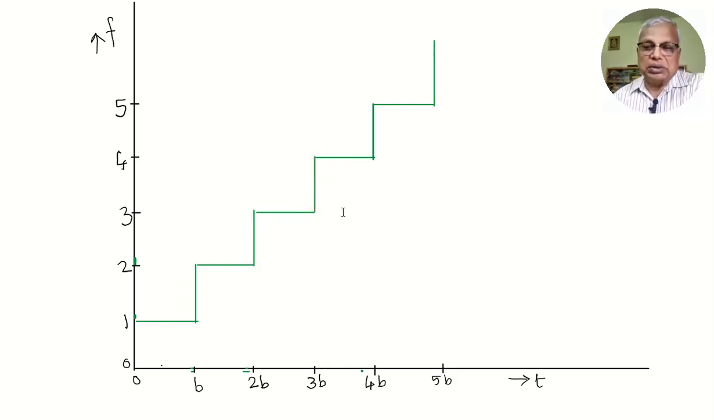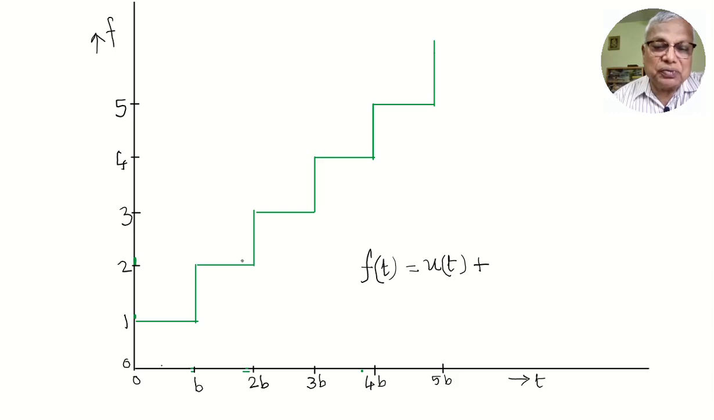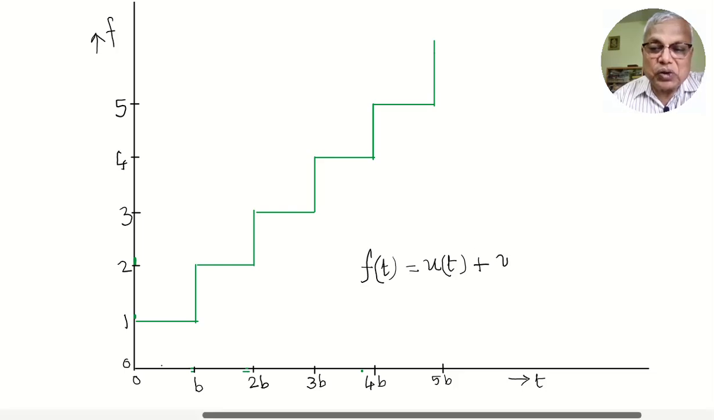Now, what will be the equation for this? f of t equals, the first one is u of t. The second one, what will this be? This is also a step function, but starting from b. It is a translation of the unit step function. So this is going to be u of t minus b.